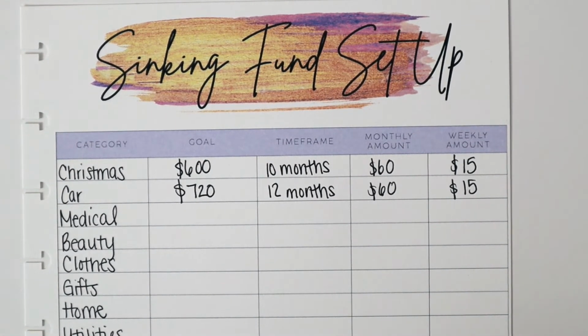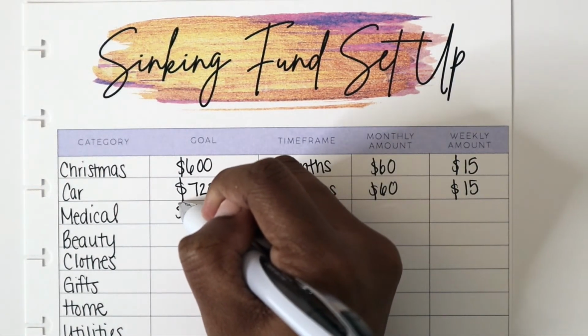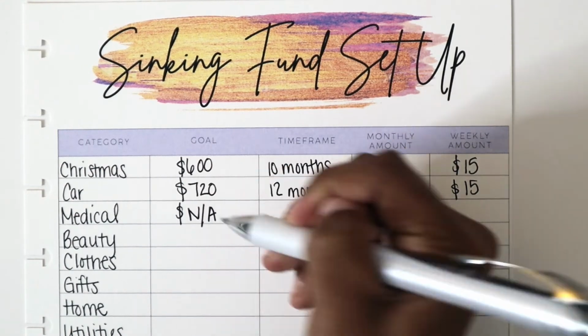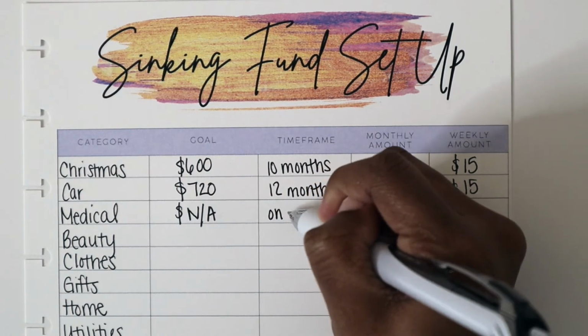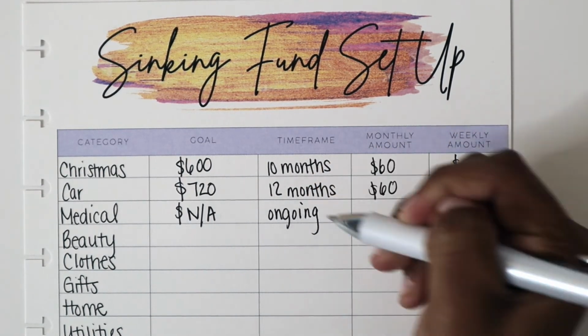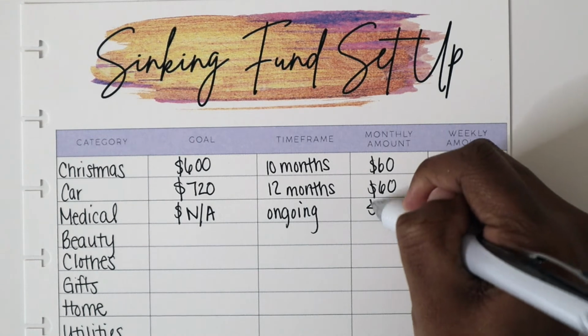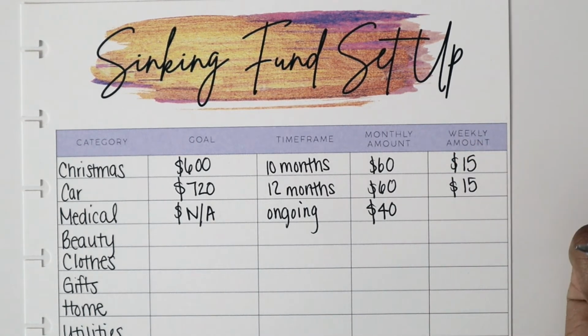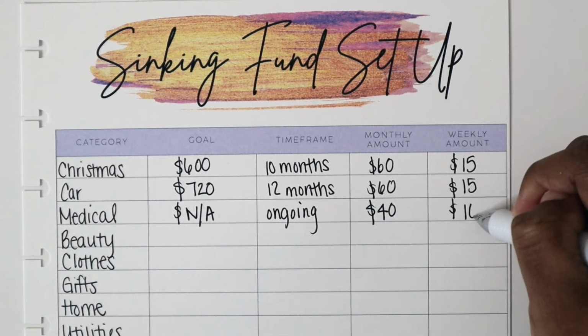The next category is medical. So for medical, we actually don't have a goal for this because this is going to be an ongoing sinking fund. So what that means is that while I don't have a specific time frame or a specific goal for this sinking fund, I still want to be putting money into this fund on a weekly or monthly basis. So every month I want to put at least $40 in this sinking fund, and if I want to do it on the weekly basis, it's just $10.